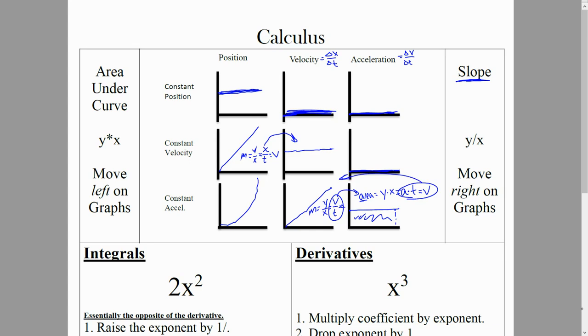So the area under the curve is going to be y times x, and it will move left on the graph, just the same as the slope moves to the right on the graph. So again, we could look at this guy and say the same thing. We could say, hey, the area here is going to be y times x, which is going to be the velocity times the time. And isn't velocity times time the x position, which is going to be the position on that side of the graph?